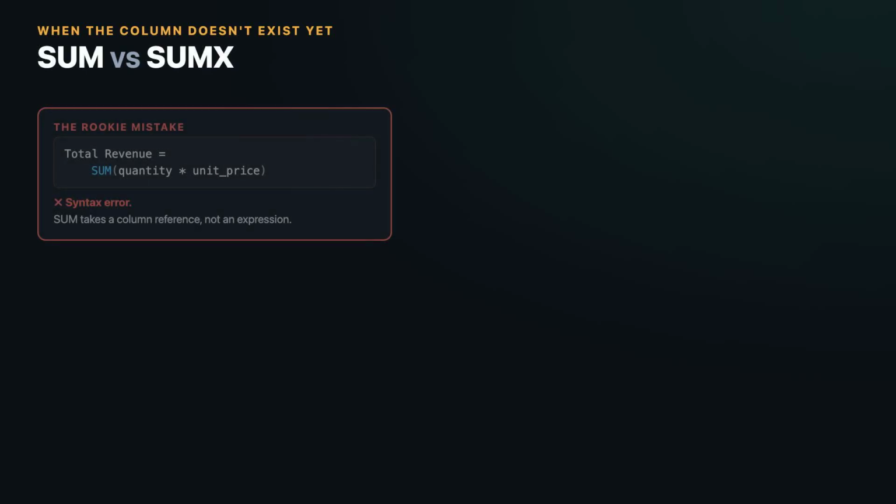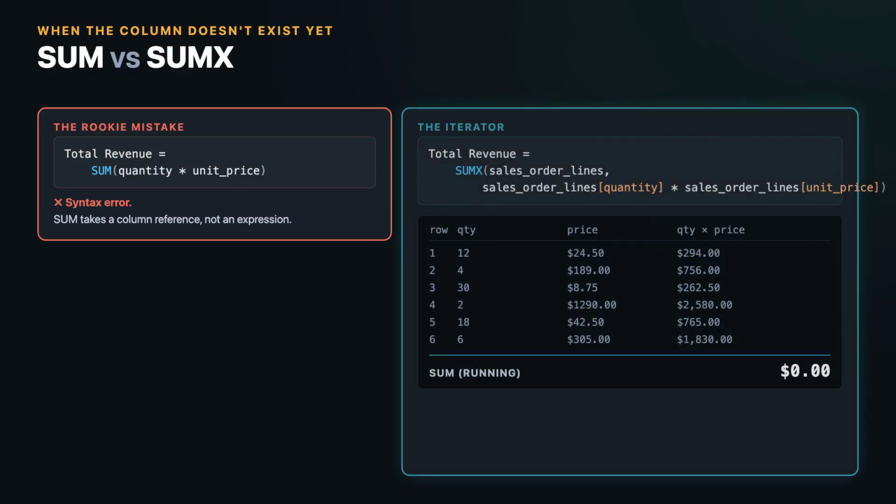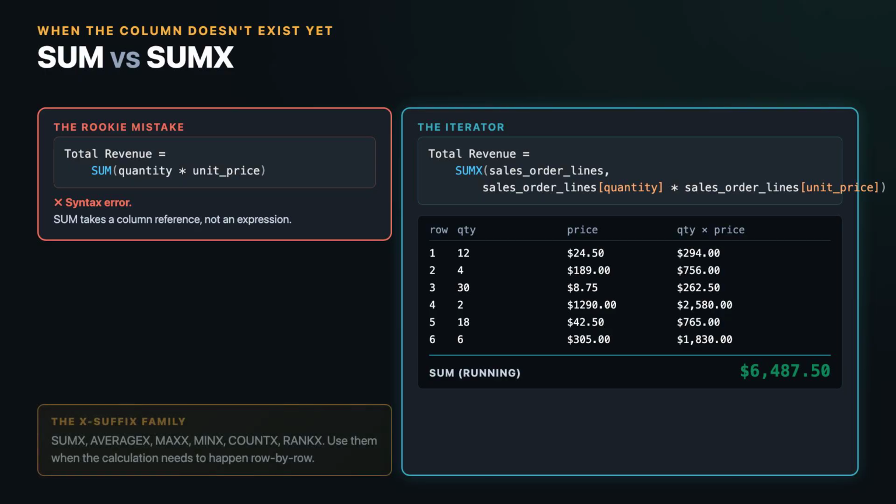Sometimes the column you want to sum doesn't exist yet. Suppose AtlasParts has a sales line table with quantity and unit price as separate columns, and you want total revenue. The naive approach is a calculated column for revenue, then sum it. It works. It also stores a brand new column in Vertipaq on every row of the fact. The better approach is an iterator. SUMX walks every row, computes an expression for each, sums the results. Nothing is stored.